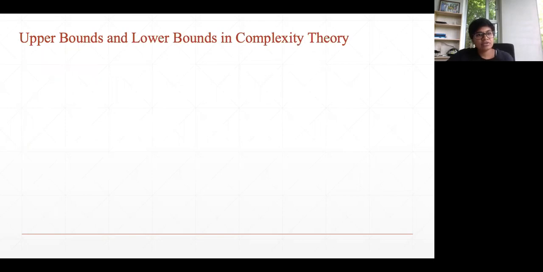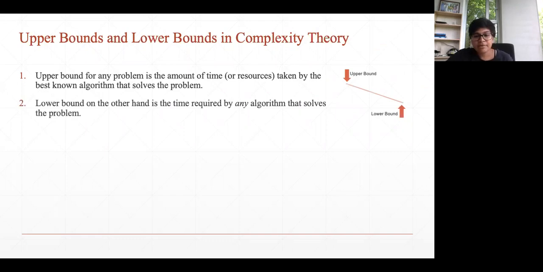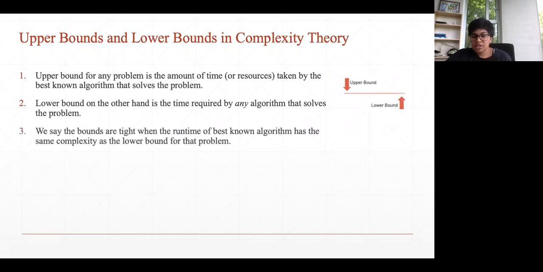Earlier in one of these slides, I used this term lower bound, and I'm going to use upper bounds and lower bounds pretty often in the rest of the talk. So let me just clarify for some people who might be working in very different areas and might not know this. Now, the upper bound for any problem is just the runtime of the best known algorithm that solves the problem. And the lower bound, on the other hand, is the time required by any algorithm that solves the problem. And we say the bounds are tight, or the best known algorithm is optimal, when the upper bound and lower bound match.